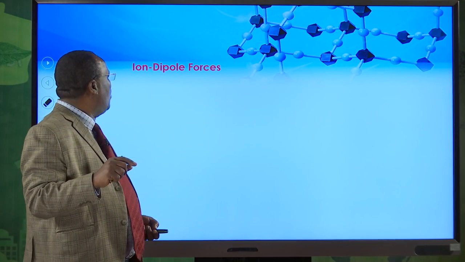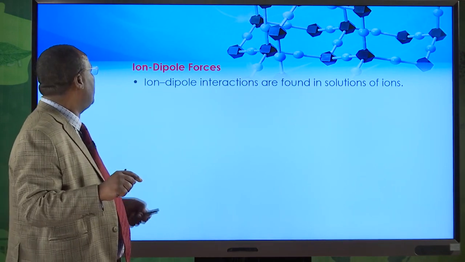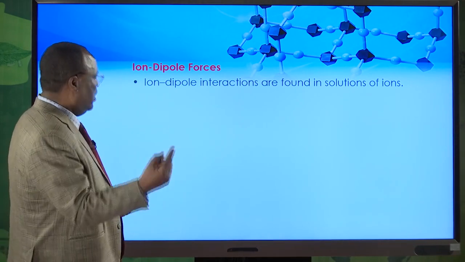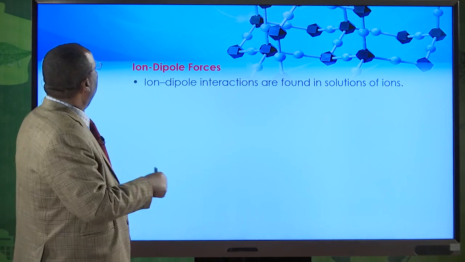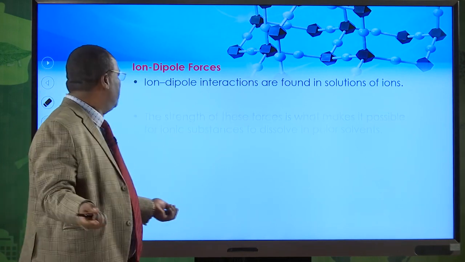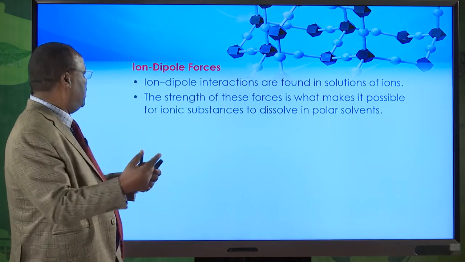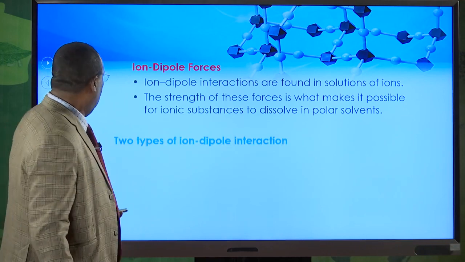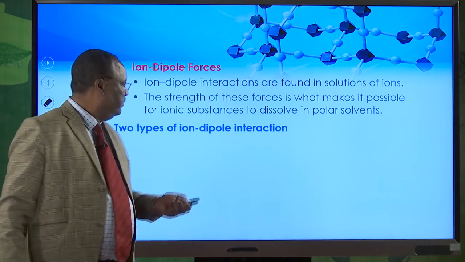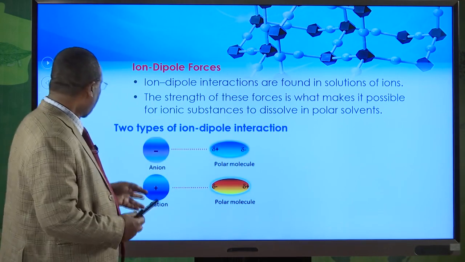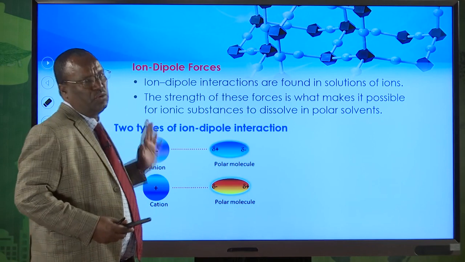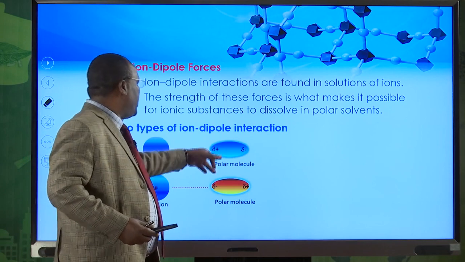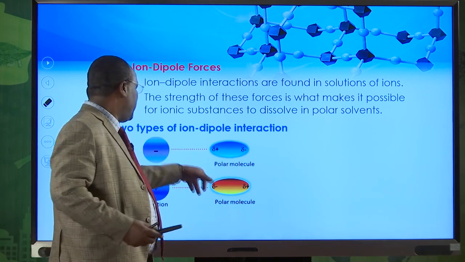Another one is ion-dipole force. Ion-dipole force interactions are found in solutions of ions, when ionic compounds are dissolved in polar solvents. The strength of this force is what makes it possible for ionic substances to be dissolved in polar solvents. There are two types of ion-dipole interaction. Look at this. There are two types of ions, the cations and the anions: the interaction between the anion and the polar molecule, and the interaction between the cation and the polar molecule.